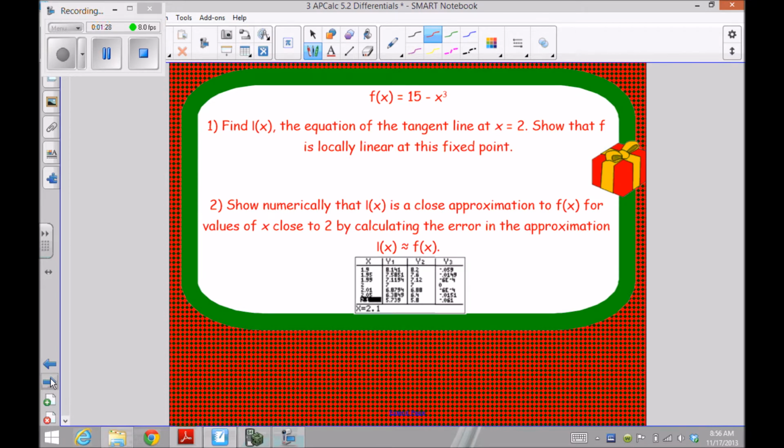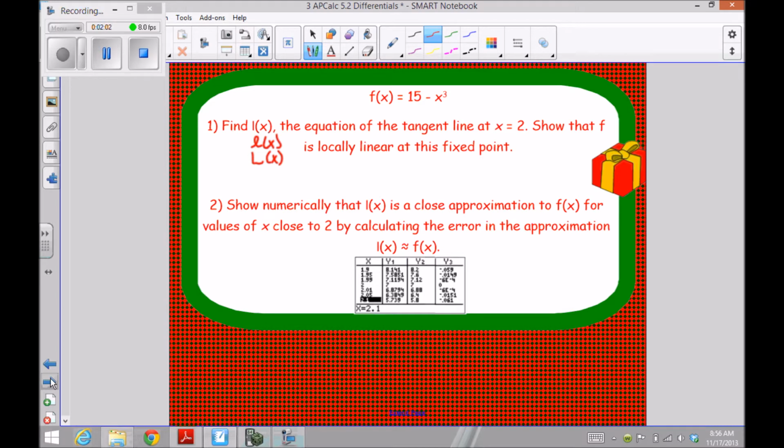So if I'm given a function, f of x equals 15 minus x cubed, and I'm supposed to find L of x, that kind of looks like a 1, so you may want to rewrite it as L of x like this, so that you can tell you're still looking at a function of a line. That's going to represent the equation of the tangent line. We want to find that equation at x equals 2. We want to show that f is locally linear at this fixed point. Like I said, all we're doing is finding the equation of a tangent line. You did that on the last homework, no big deal.